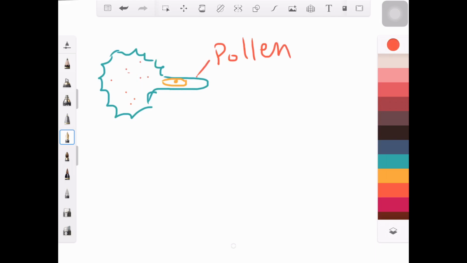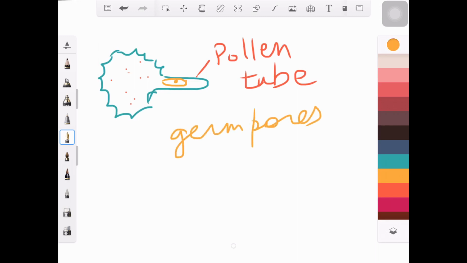Now I have drawn a tube over here. This pipe-like structure, tube-like structure is the pollen tube, which has come out from one of the germ pores, any of the four. Tell me, which of the two will produce the pollen tube? Tube cell or generative cell? It is the tube cell, yes, which will give rise to the pollen tube.